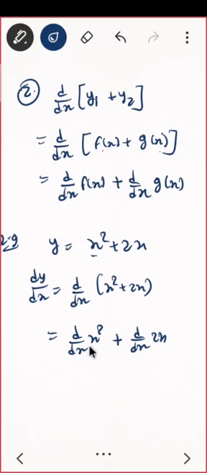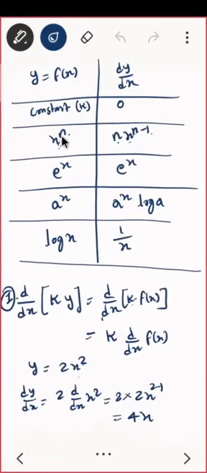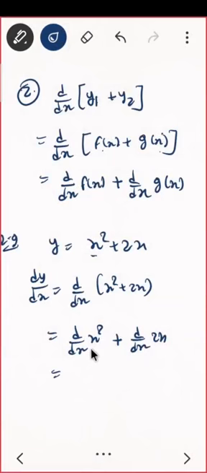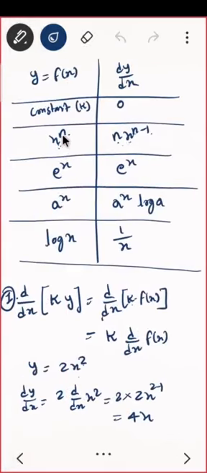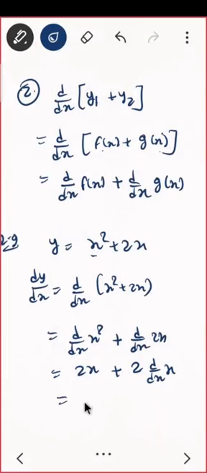So what is the derivative of x square? Look at the table. The formula for x raised to n is n x raised to n minus 1. If I put 2 in place of n, it will be 2x raised to 2 minus 1. So it will be what? 2x, correct? And what about this? By using the first rule I can take 2 outside. So with 2 outside, it will be the derivative of x. What is the derivative of x? That means what is n here? It is 1. So if I put 1 in place of n, what will be the answer? 1 x raised to 1 minus 1, that is x raised to 0. So the answer is 1. Very nice. That is 1. So what is the final answer? This is 2x plus 2. This is my final answer.